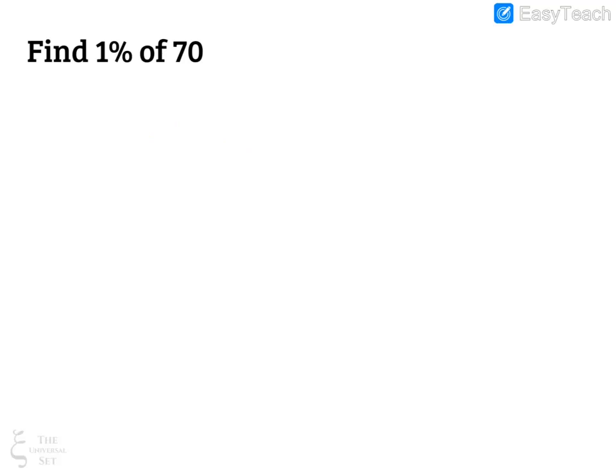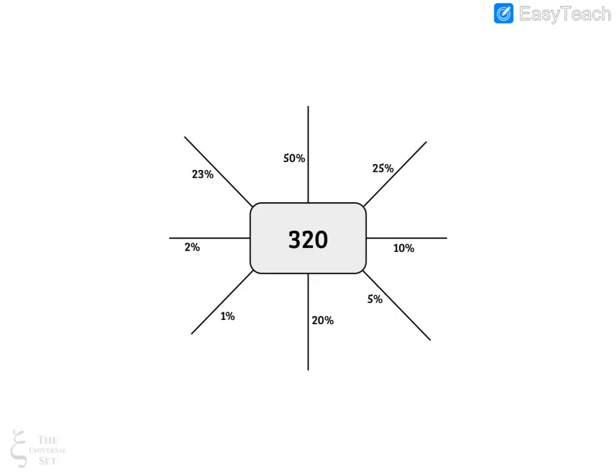How about 1% of 70 then? We're going to take our 70 and divide it by 100. Again, maybe it's best to think first about dividing this by 10. If I take my 70 and divide it by 10, I'd get 7. So if I divide it by 100, I'm going to go one more step down. That's going to be 0.7. 0.7 is my answer.